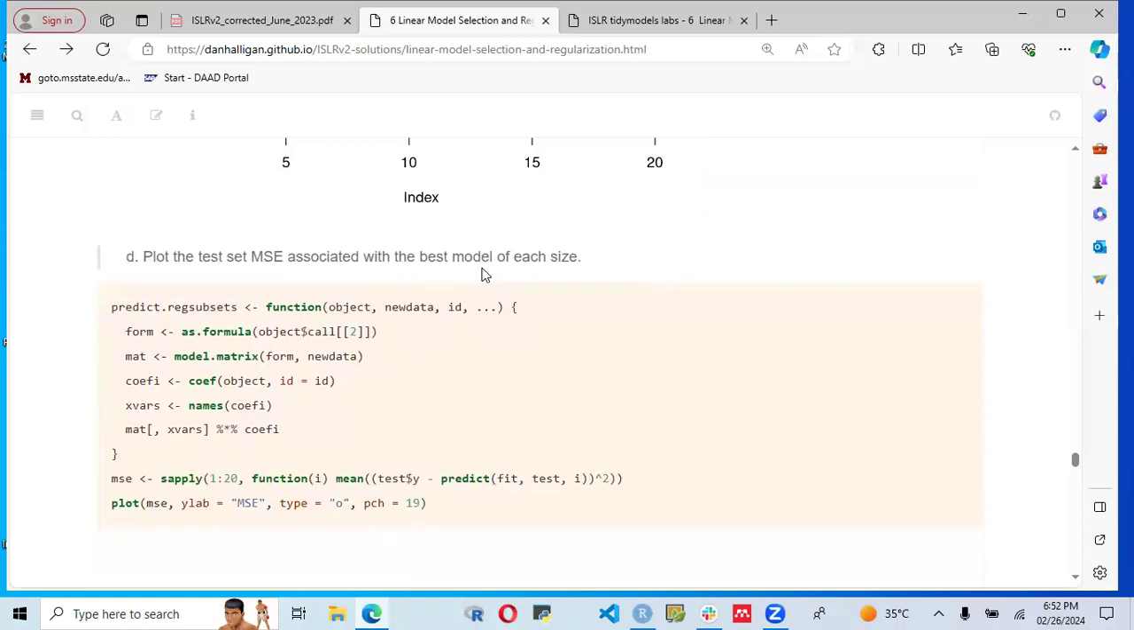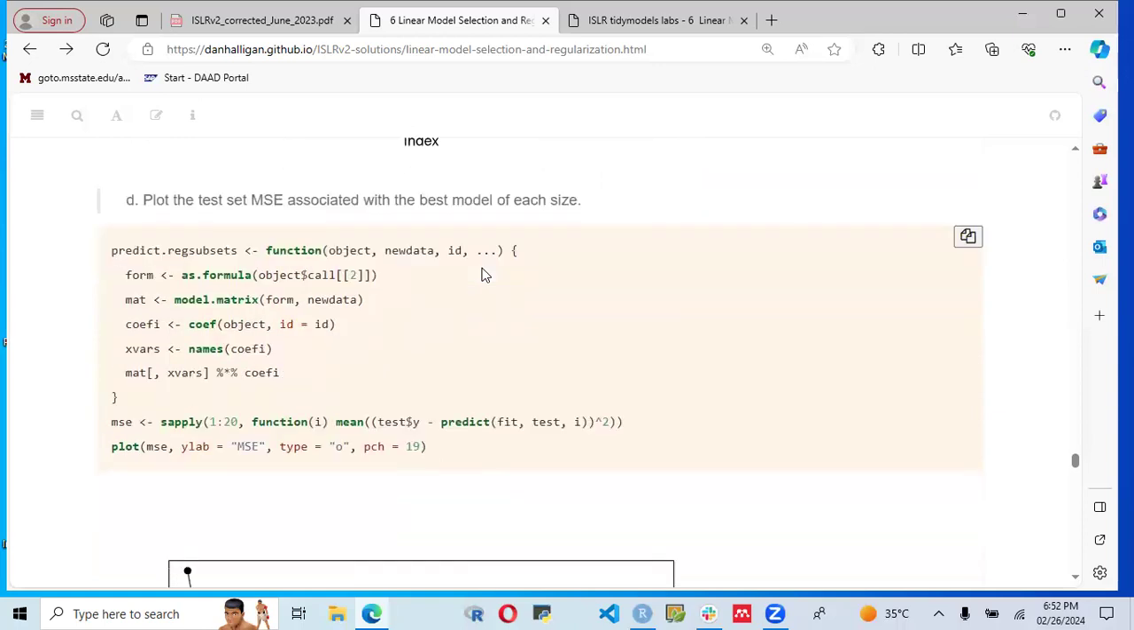So we now plot the test set mean square error associated with the best model of each size. Here we are using a function that has three arguments. We have the formula object dollar sign call of two, model.matrix where we have the form and the new data. So we extract all the coefficients, and we extract the names of the coefficients that we define. We now use the sapply function for 1 to 20, where the function is i, which is the mean of test y minus the prediction from the fit on the test set of i, all squared.